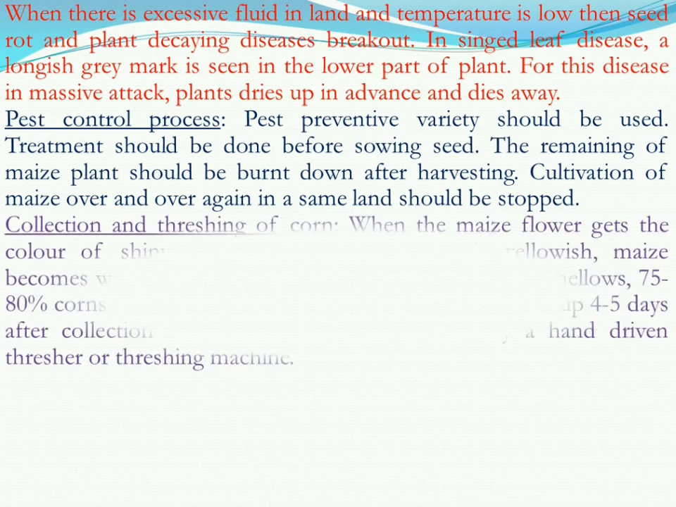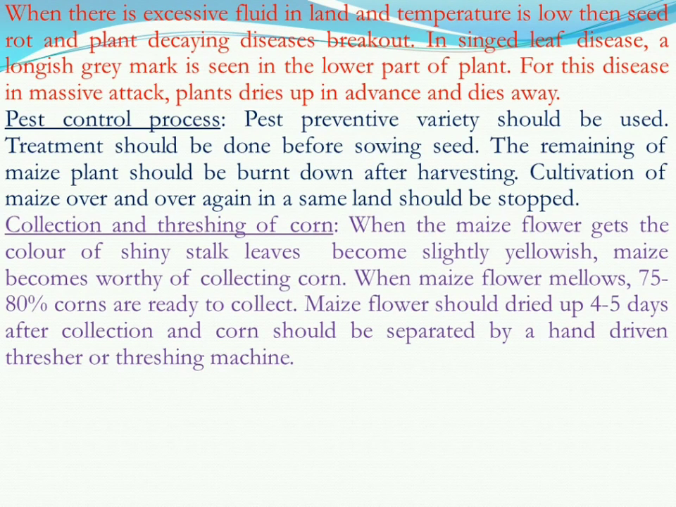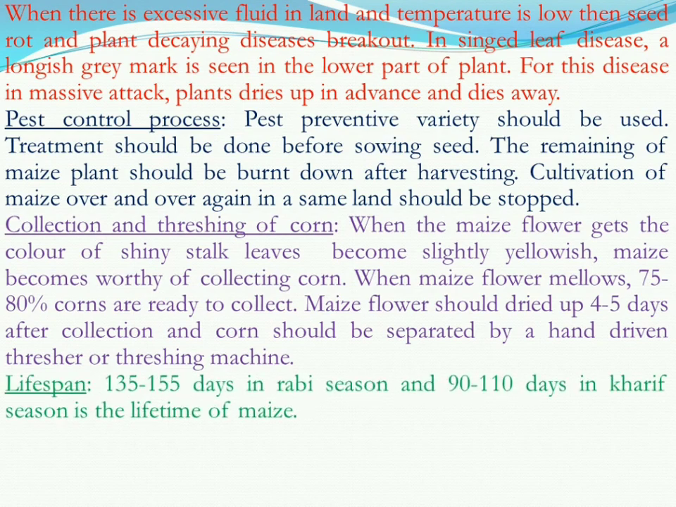Now let us know about collection and threshing of corn. When the maize husk gets the color of shiny stalk leaves and becomes slightly yellowish, maize becomes worthy of collecting corn. That means that is the timing we can take corn. When maize mellows, 75 to 80% of corns are ready to collect. Maize should be dried up. When it has dried 4 to 5 days after collection, corn should be separated by a hand-driven thresher or threshing machine.